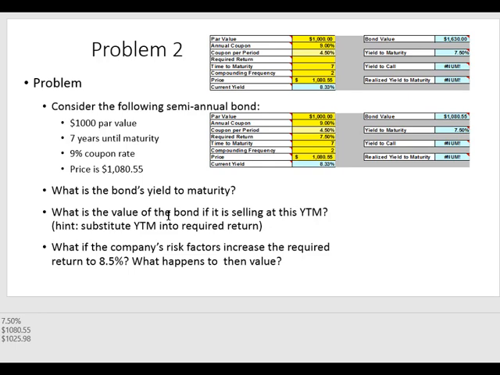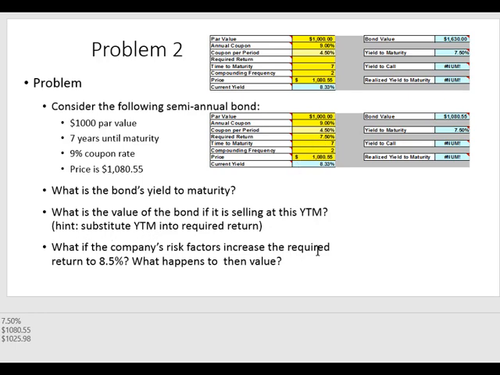So what's the value of the bond if it's selling at that yield to maturity? If you put that yield to maturity in for the required return, it's selling at this required return, this yield to maturity. The bond value that's published is $1,080.55. So when you plug in the required return, it will actually solve for the bond value.